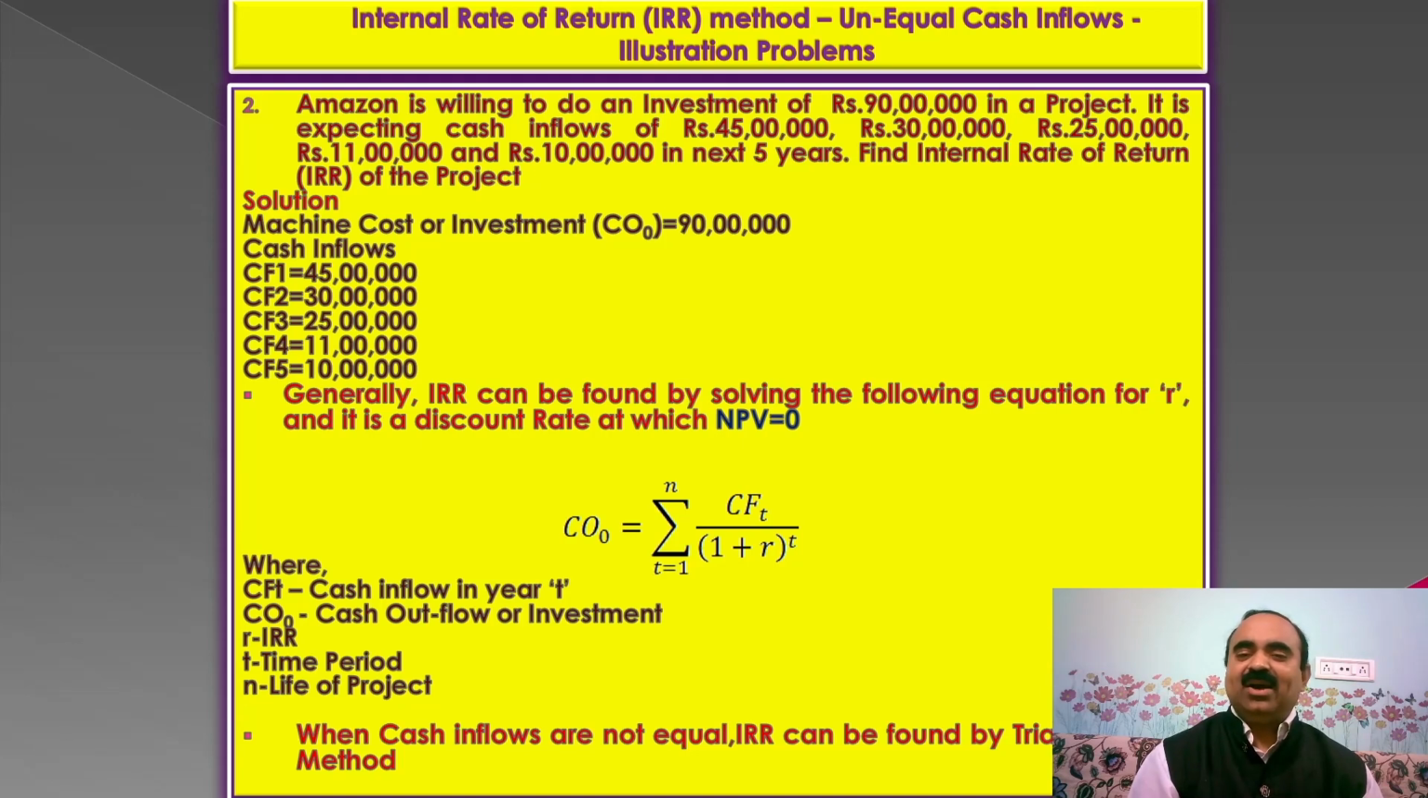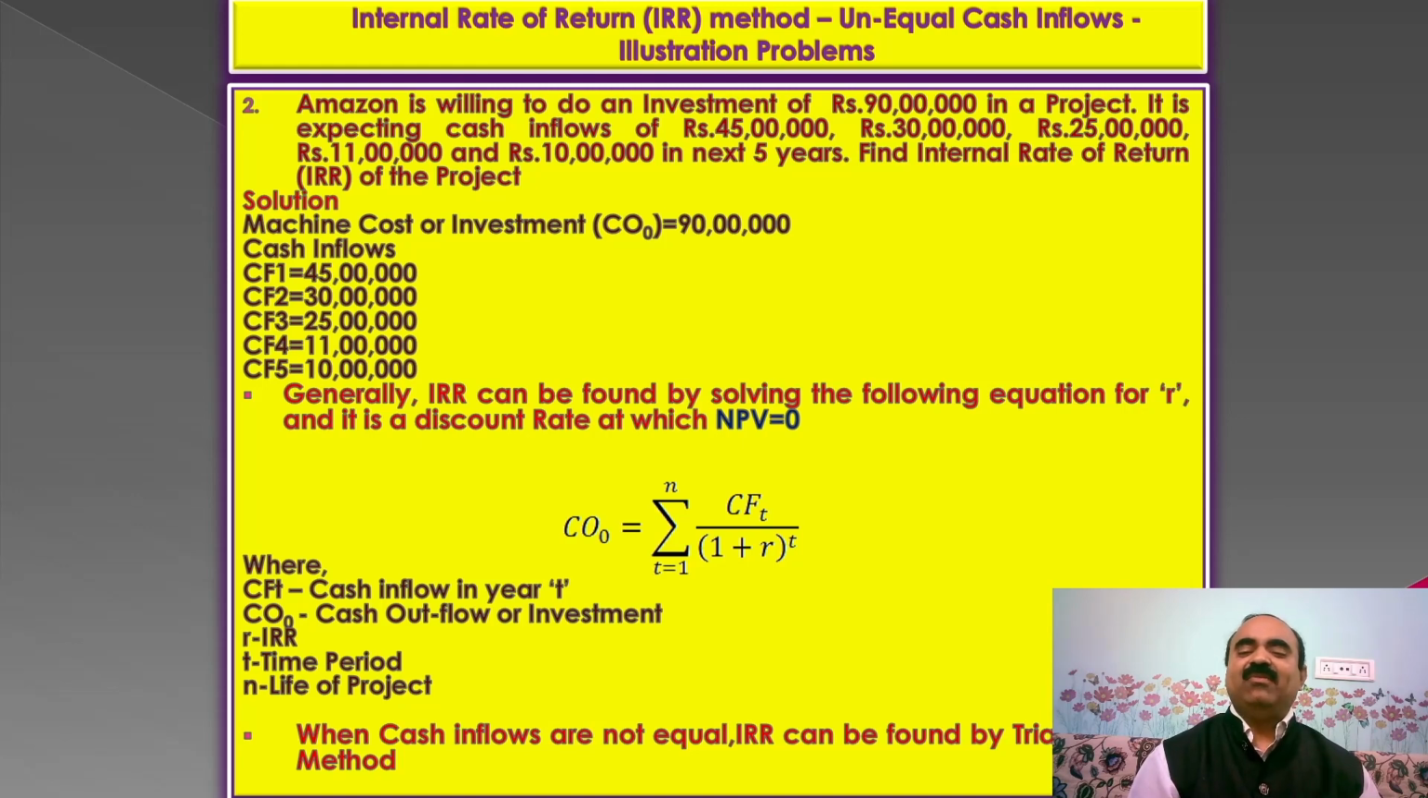Let us now write down the steps. Machine cost or investment CO0 is equal to 90 lakhs. Cash inflows: CF1 is equal to 45 lakhs, CF2 is equal to 30 lakhs, CF3 is equal to 25 lakhs, CF4 is equal to 11 lakhs, CF5 is equal to 10 lakhs.